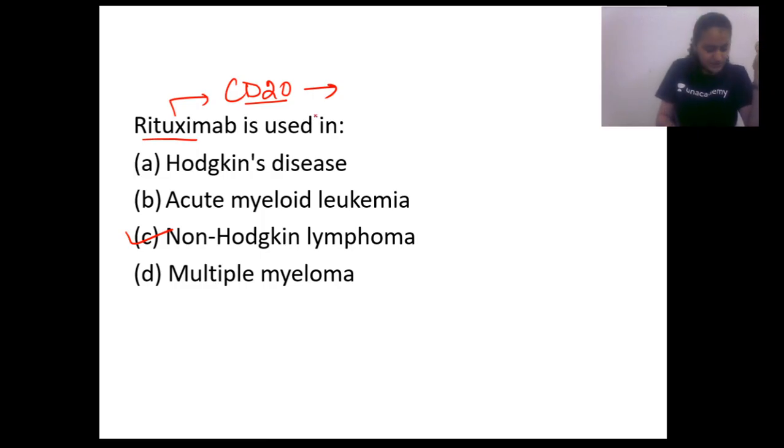CD20 is a marker for which cells? CD20 is a marker for which cells? Yes. CD20 is a marker for. CD19, CD20, CD21 is a marker of which lymphocytes? Very good. It is B cells. It is for B lymphocyte. Correct? So it is for B lymphocyte.